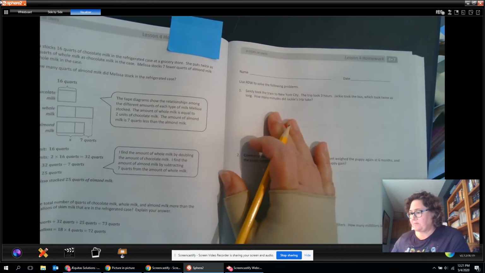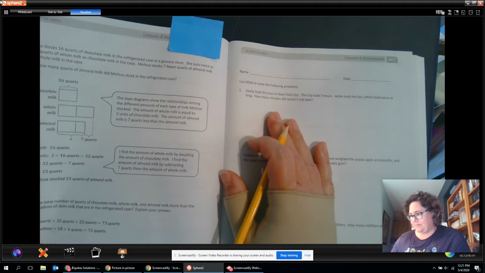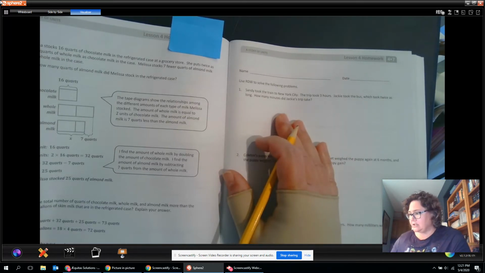So here we go. Sandy took the train to New York City. The trip took 3 hours. Jackie took the bus, which took twice as long. How many minutes did Jackie's trip take?